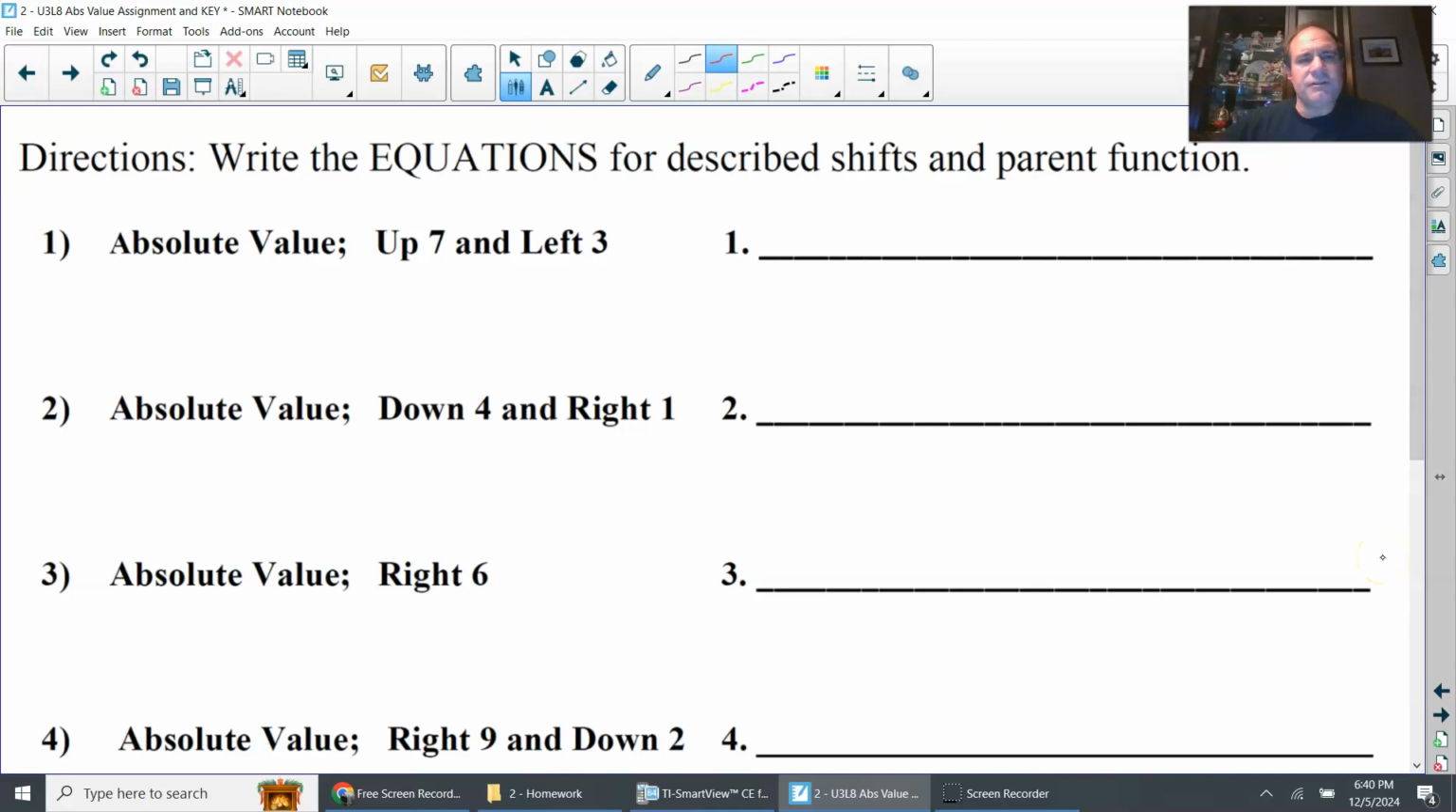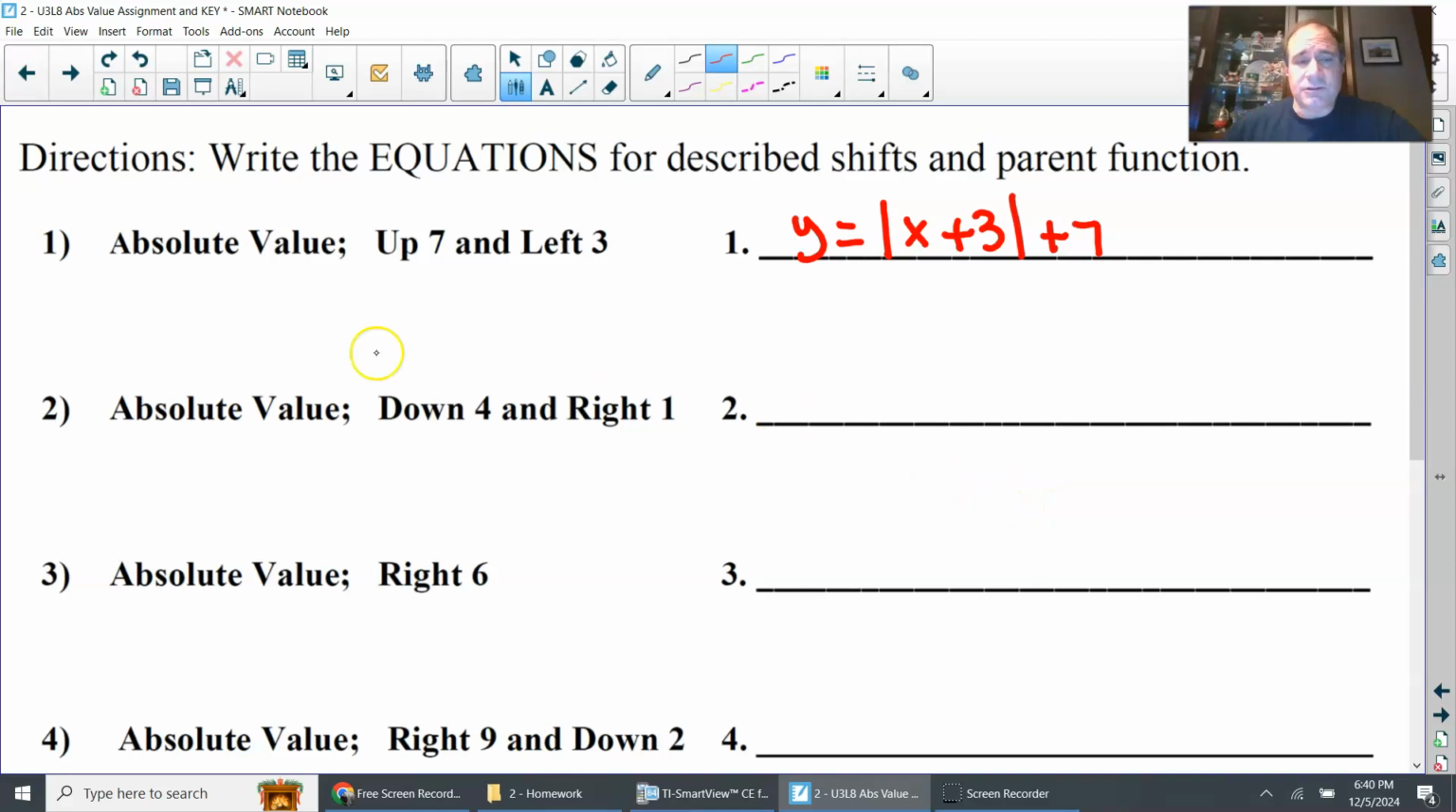And that is it. So these are more questions where you have to write the equation. Again, just describe what is happening from the parent function. So absolute value, we're going to have an absolute value graph. Up 7 and left 3. So we're going to do left 3 first, and that is plus 3. And then up 7 is plus 7.